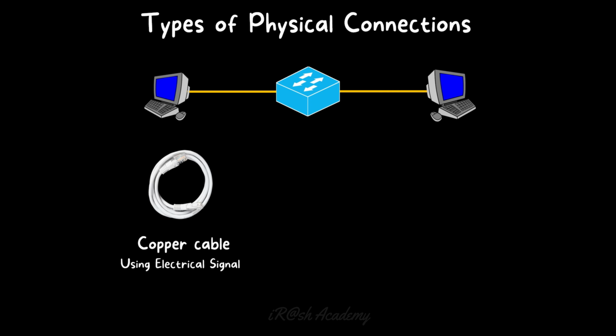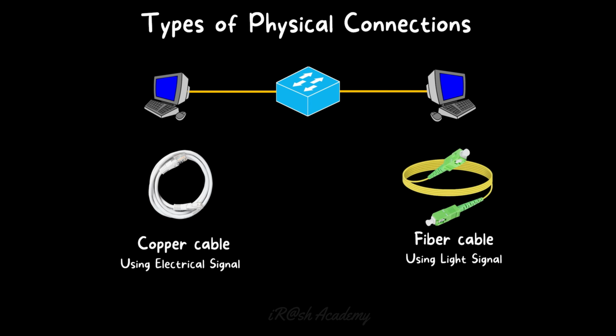One is the copper cable, which uses electrical signals. We can use the copper cable to create a connection between the PC and the switch, and the data will pass through this copper cable in the form of electrical signals. The second option is using fiber cables. Fiber cables use light signals instead of electrical signals. So we can use a fiber optic cable to create the network connection between two devices, and data will pass through it in the form of light signals.